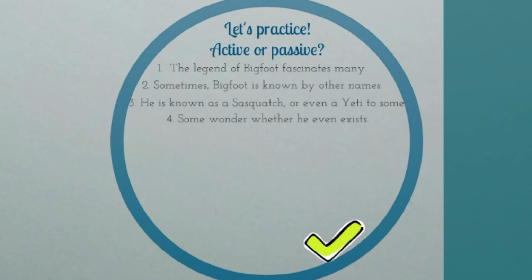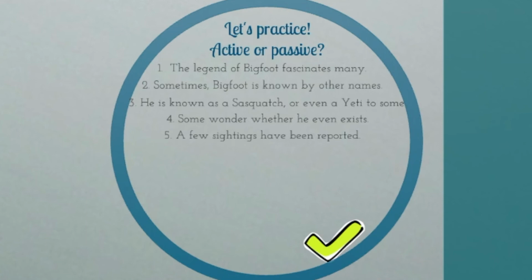Number 4: Some wonder whether he even exists. Here, the subject is some. The verb is wonder. Some people are doing the wondering. Here, the subject is doing the action. Notice there's only one verb here. This is an example of the active voice.